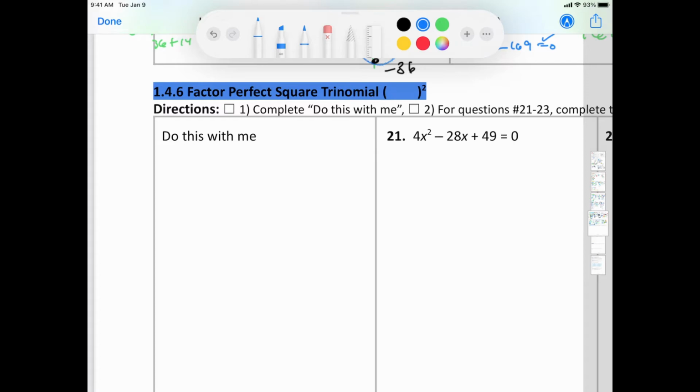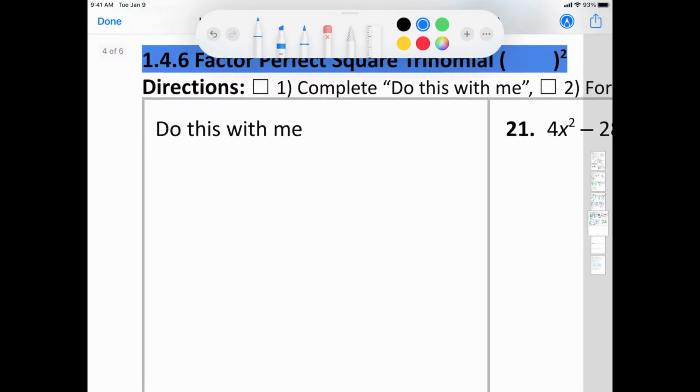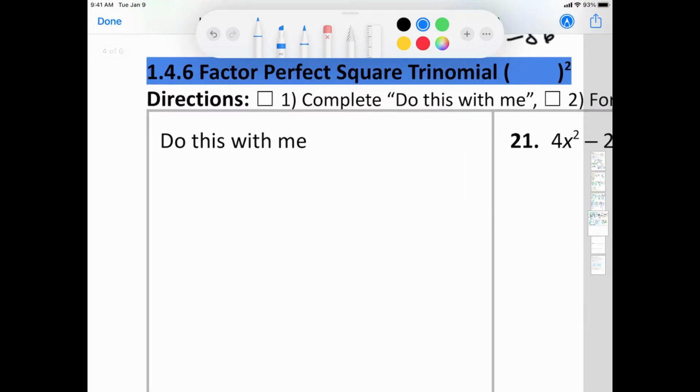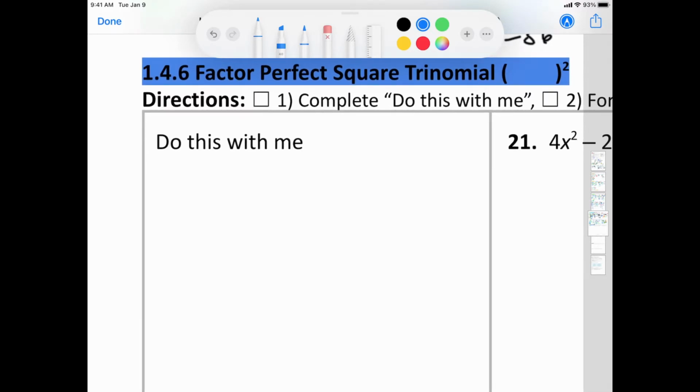All right, 1.46, they call this factor the perfect square trinomial. And right there I have a parenthesis squared, and really that's what happens. You'll see. So, go ahead, number 1, complete or do this with me. So let's do this example. Ooh, they give us a crazy one. We're going to do the same thing, solve by factoring, and then we're going to check our answer.